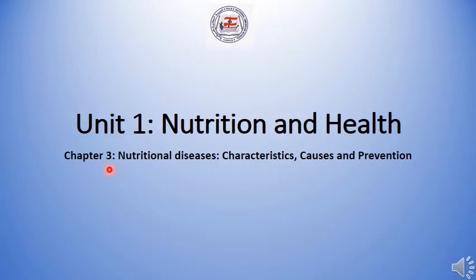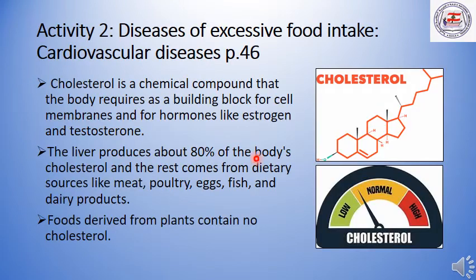Today we're going to continue Chapter 3, Nutritional Diseases, Characteristics, Causes, and Prevention of Unit 1, Nutrition and Health. Today we're going to cover the first part of Activity 2, Diseases of Excessive Food Intake, Cardiovascular Diseases. To do this, please open your books to page 46.